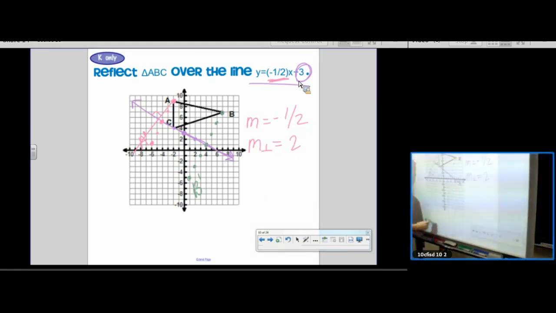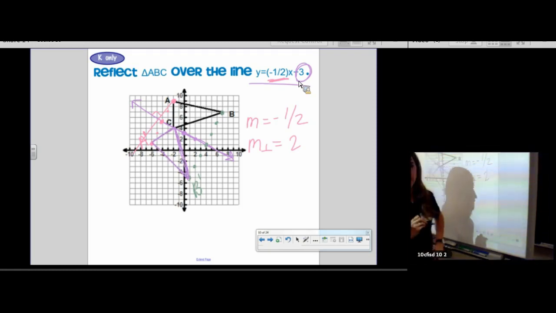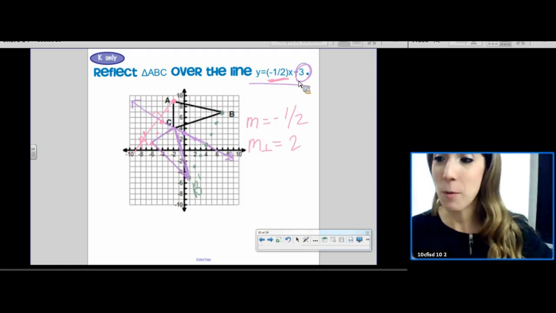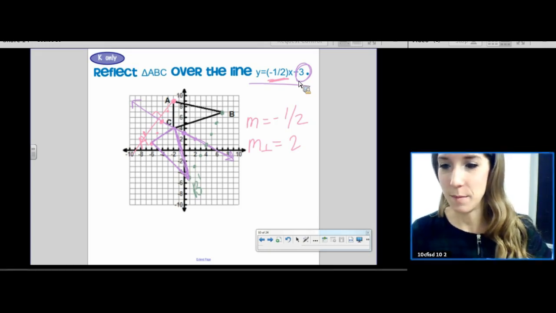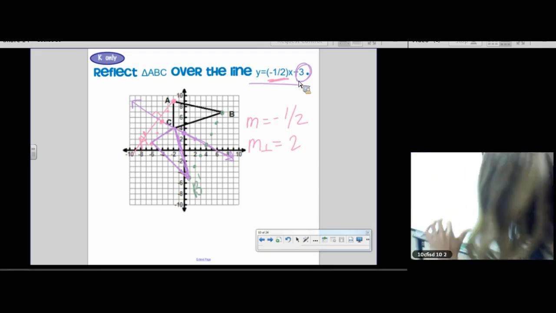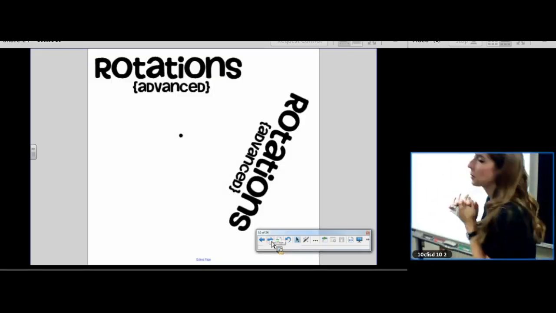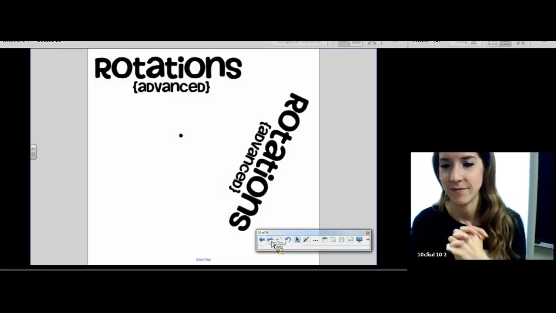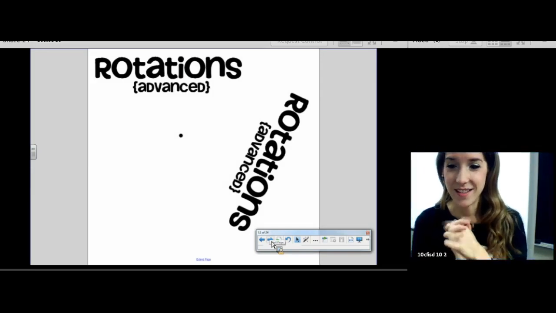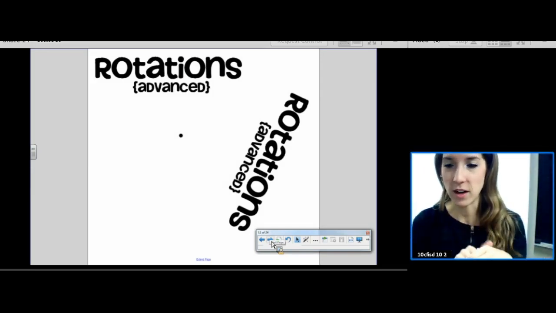So if I connect the dots, we didn't have to do C, hallelujah, right? If I connect the dots, I now have my reflected triangle over the line y equals negative 1/2 x plus 3. Flipping our paper over, we are now going to do advanced rotations, which is actually going to be easier than what we just did. That one was probably one of the hardest ones that we just did.